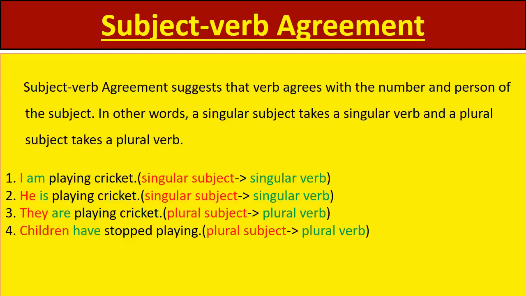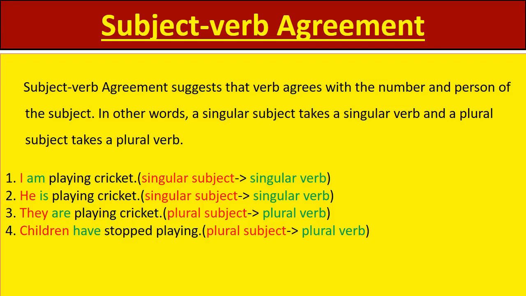Now, what is subject-verb agreement? Subject-verb agreement suggests that the verb, meaning the action word, agrees with the number and person of the subject. तो आपकी जो वर्ब है वो सब्जेक्ट के हिसाब से आपने लगानी है. Agrees with the number means you have to see whether the subject is singular or plural.